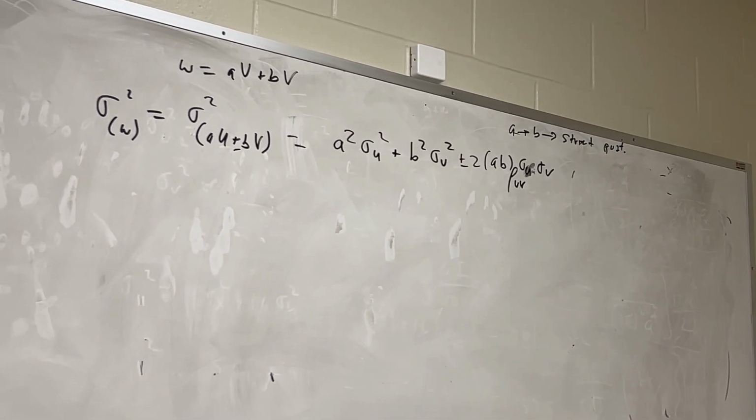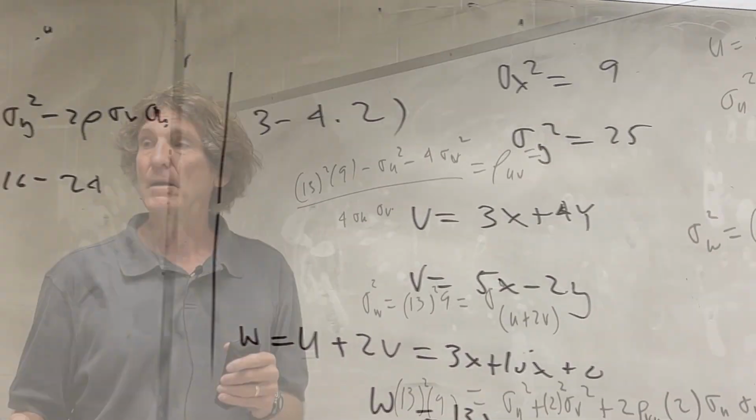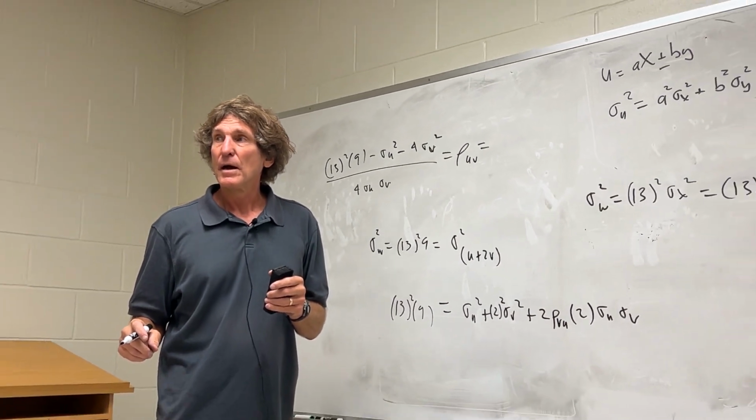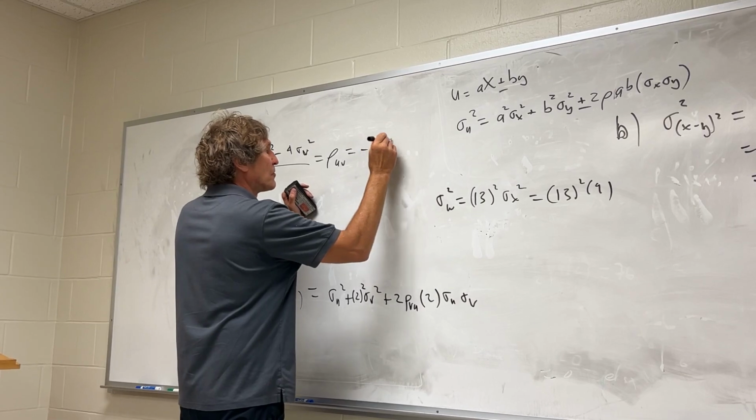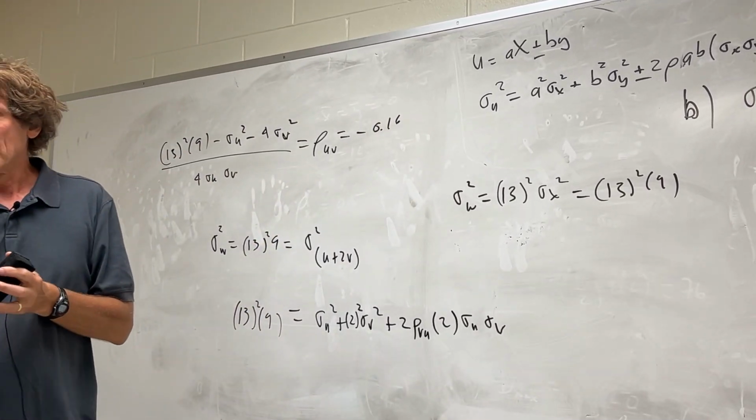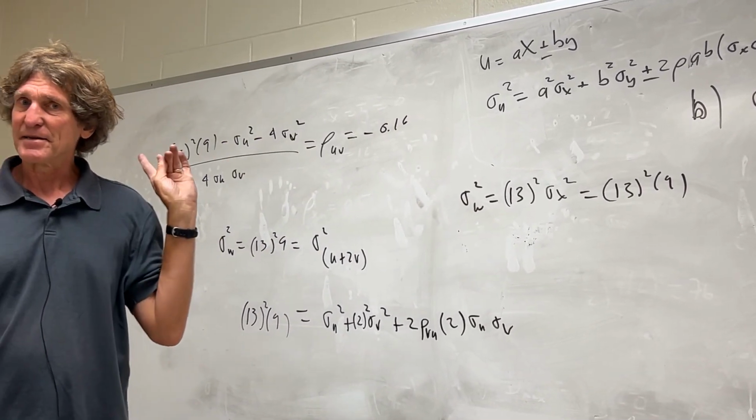Anyway, what does this come down to when we're done at the end of the day? It's negative 0.16. That sounds right. Minus 0.16. I did do this. Problem is I don't remember the exact details of that number.